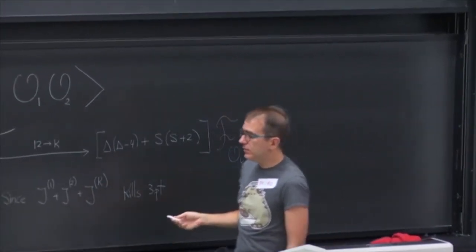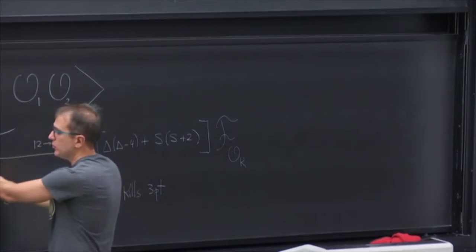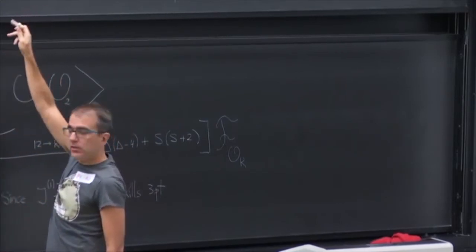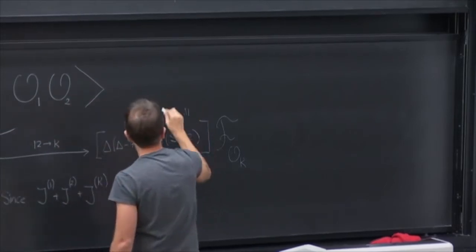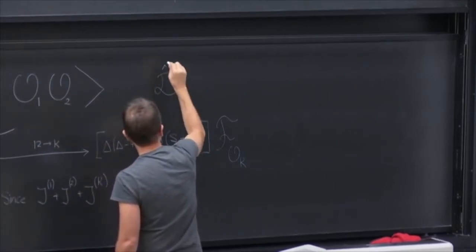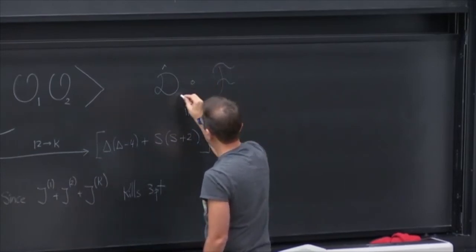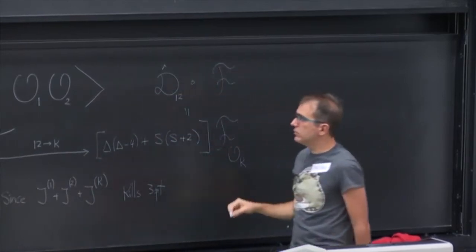On the other hand, this object, like we said, is a differential operator. Each of those operators is a differential operator. So on the other hand, this is equal to some differential operator acting on this function f, where this differential operator acts on points 1 and 2.